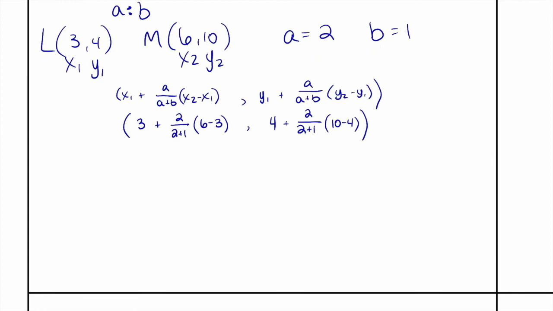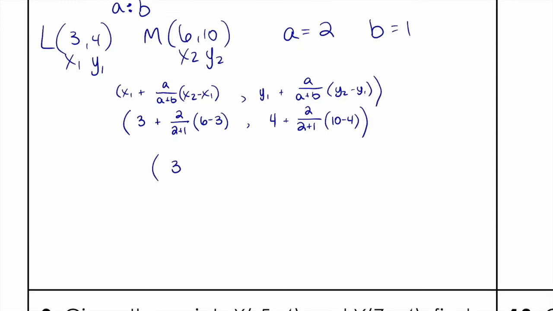Before we start trying to combine, let's make sure we take people down to what they're supposed to be. That 3 is just going to have to hold off. 2 over 2 plus 1 becomes 2/3, and 6 minus 3 is 3. Same thing on the right. That 4 is just going to have to hold on for a second: 2 over 3 times 6.